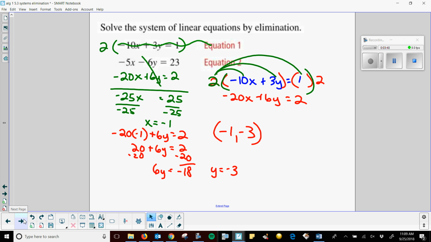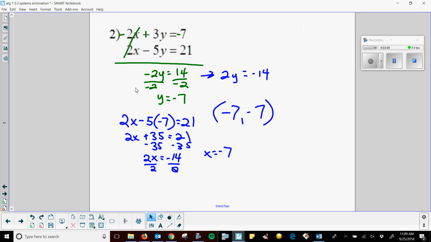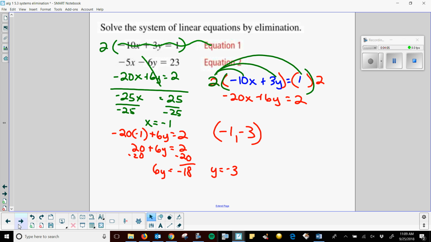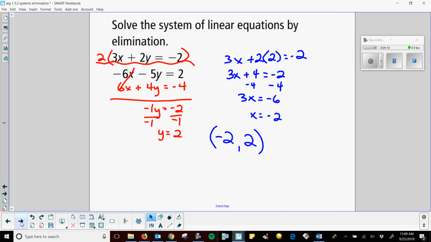So the trick is trying to figure out, and this is where you really have a choice, I could have chosen to eliminate x here. I could have chosen to eliminate y. On some of these, I could have eliminated y, but I noticed it was a lot easier to eliminate x. Try to find the one that's going to be easiest to eliminate and go with that one. If you do it the other way, it's not wrong. It just may be more work.